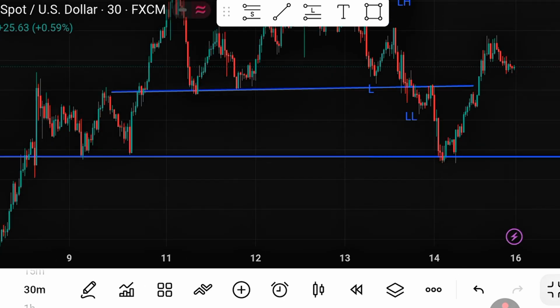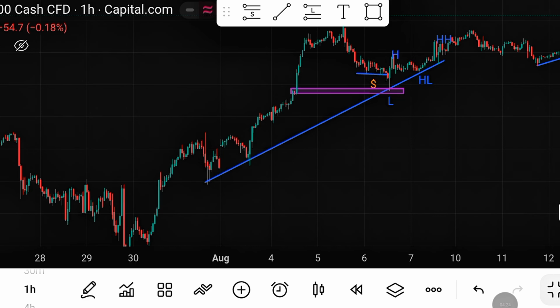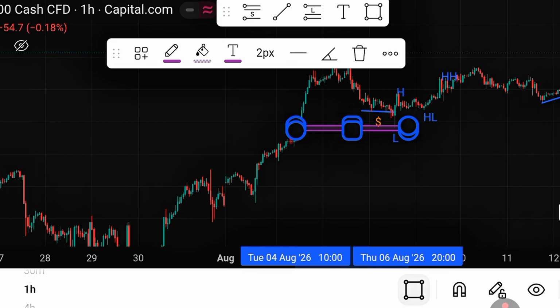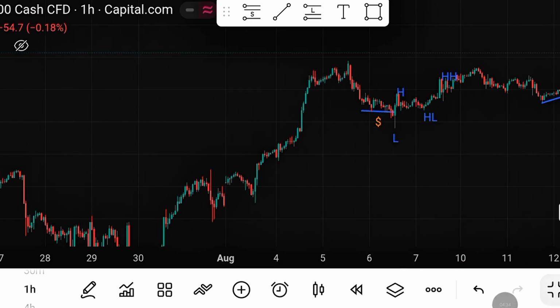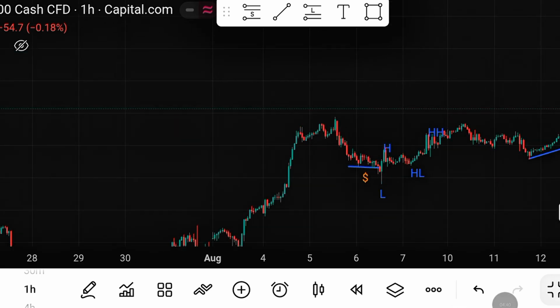Now let's look at NAS 100 for another quick example of how the strategy is applied. This is NAS 100 and this is a 1 hour time frame. Let's quickly take this out because this is not needed for now. Now, as we can see again, we have a low here, then we have a high, we have a higher low, and we have a higher high, establishing our structure, establishing our direction.